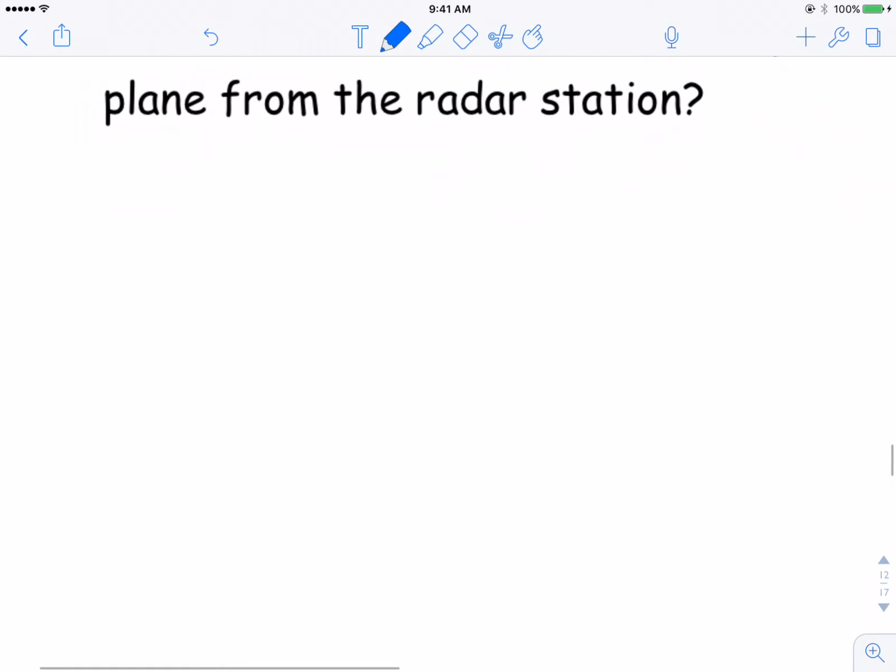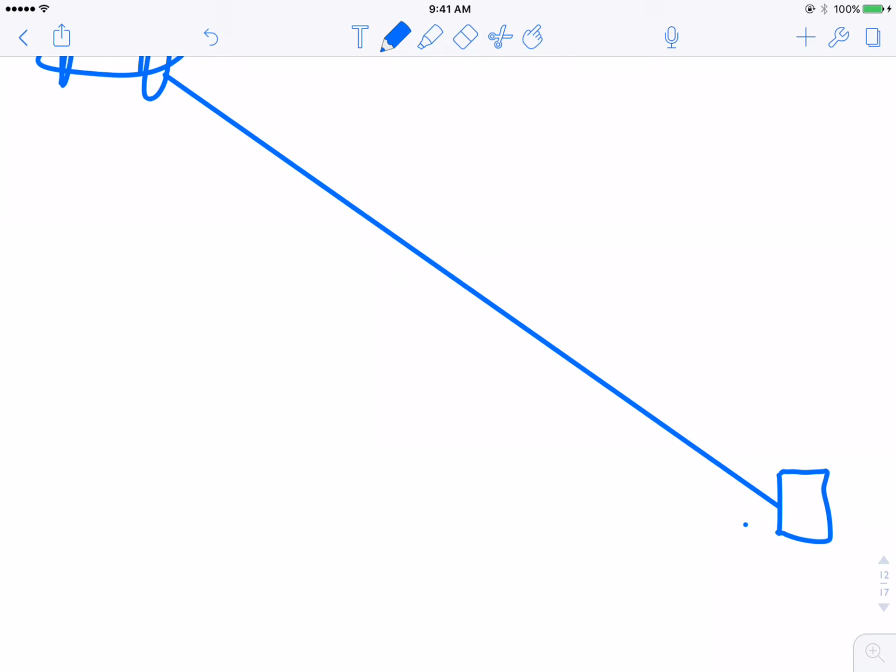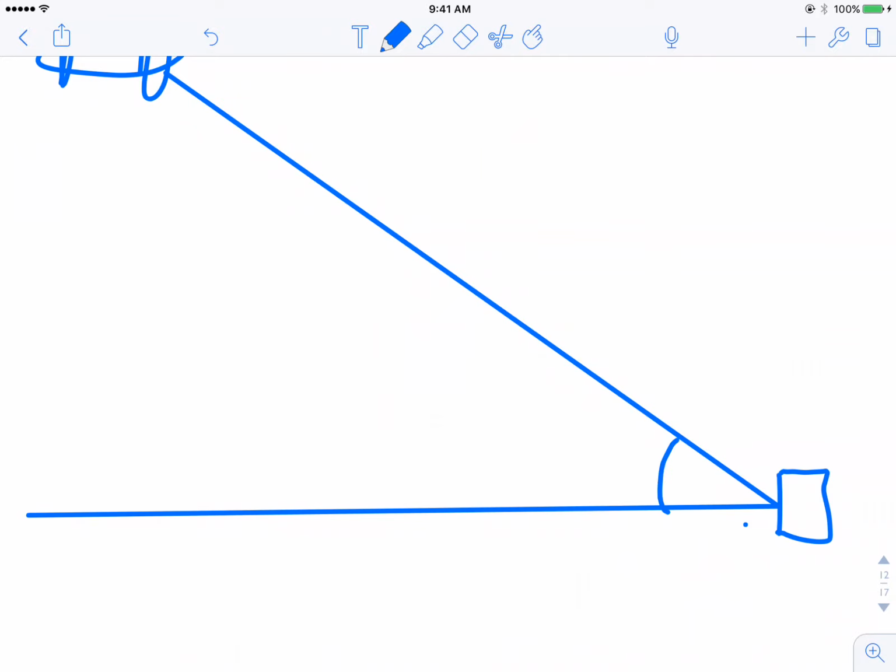So again, first thing we need to do is have some kind of picture, some kind of diagram, know what we're looking at. There's my airplane. It's a beautiful airplane. Yes, it is. And then we have some kind of radar station over here. It says that the angle of elevation from the radar station to the plane, giving it some kind of horizontal, is 32.5.